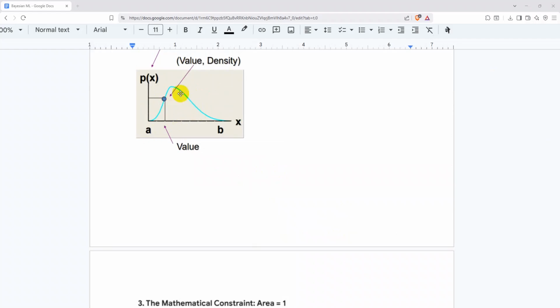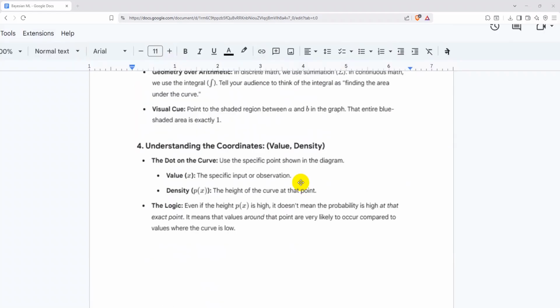Now take a single point on this curve. Let's say this particular point here. It has x as the value, like a specific height, and P of x as the density or the height of the curve. Even if P of x here is high, it does not mean high probability at that exact value. It means values around that point are more likely. So instead of asking what is the probability of this exact value, we now ask how much probability lies in this range. And this shift is the foundation of how Bayesian models work with continuous values.